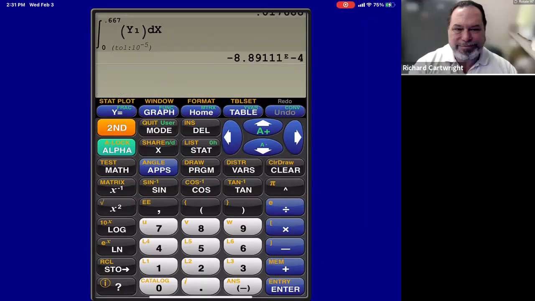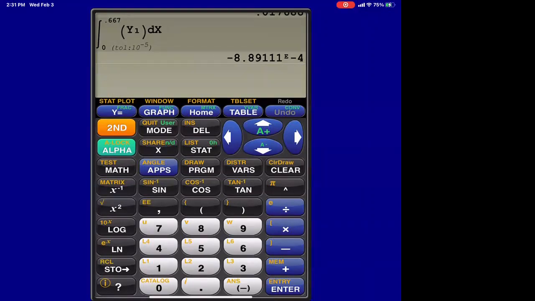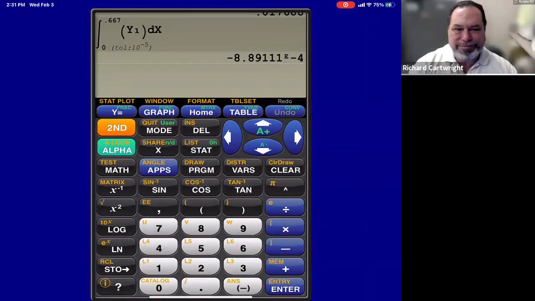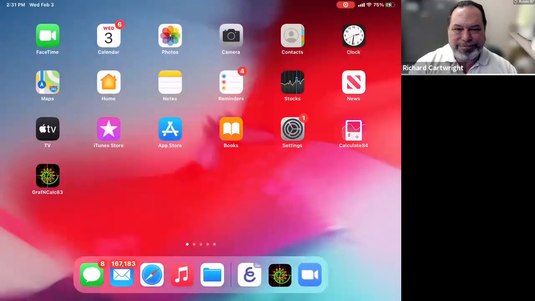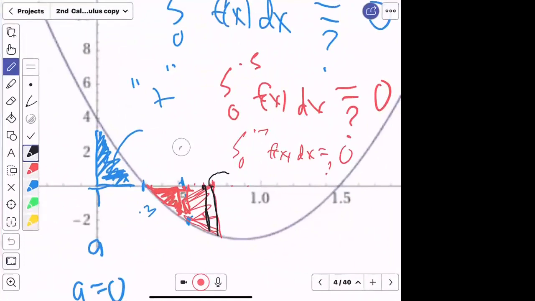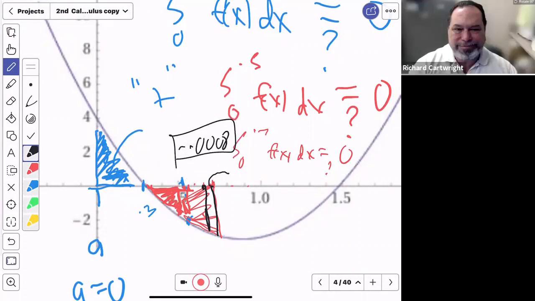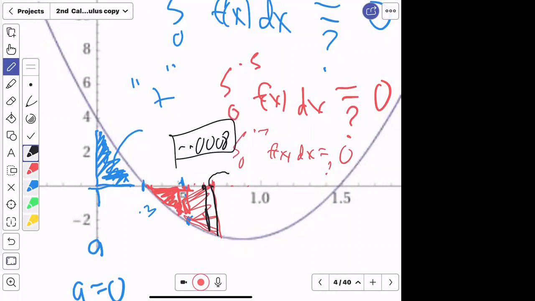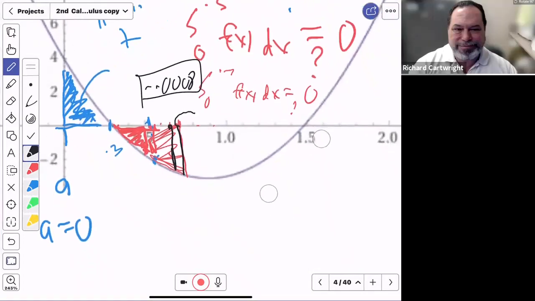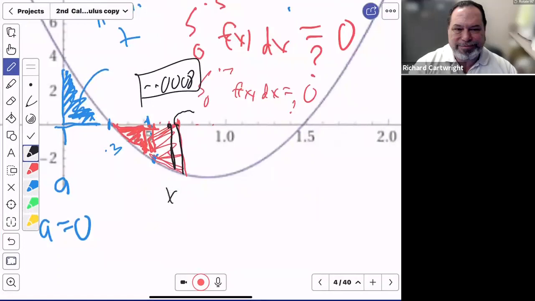Well, yeah, 0.666. What was yours? Because my answer now is negative 0.0008. That's the answer I have on the screen right there. And then with 0.666, you have 0.0017768888. What one was that? 0.666. Okay, so that is at least one x value or two.